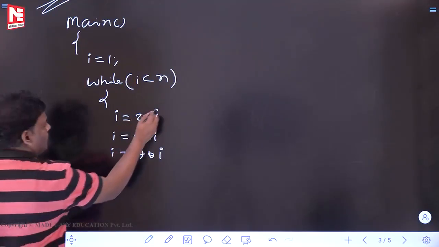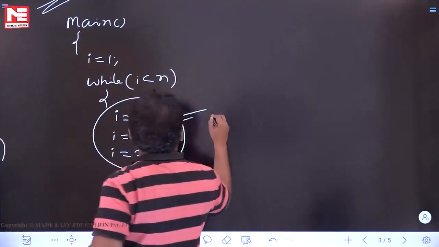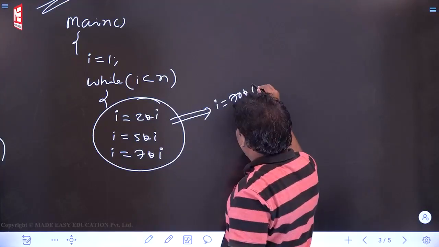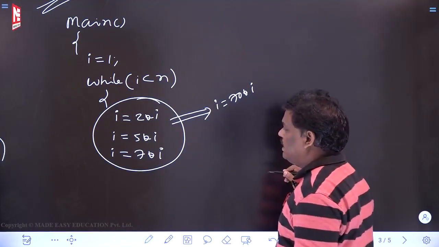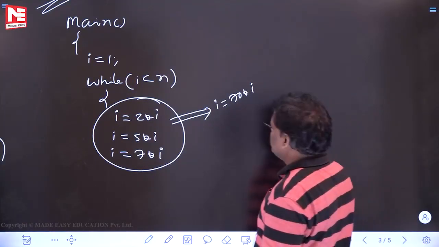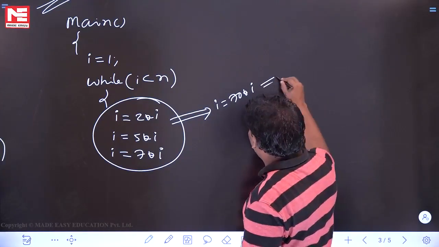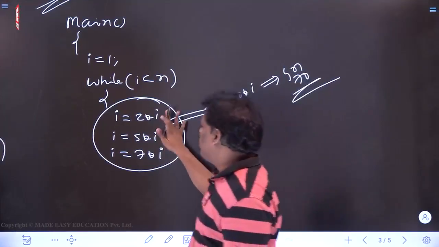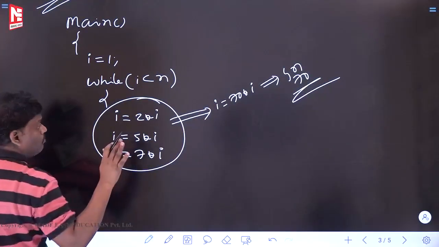Can you help, until now what is the answer? It will go to I is equal to 70 into I. First into 2 into 5 is 10, into 7 is 70. So it is going to be I is equal to 70 into I. Finally the answer is log n base 70. Everyone knows the answer of this problem until now is log n base 70.